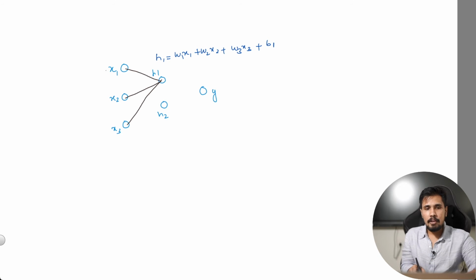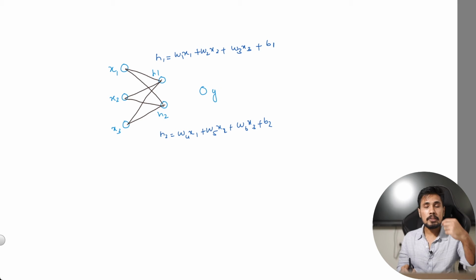Again, the information needs to flood from the input to this hidden node. So in order to send the information from the input to hidden node 2, the equation at h2 is equal to w4 x1 plus w5 x2 plus w6 x3 plus bias 2. So the same input parameters, but the weights are changing. Again, the weights get updated with the help of our gradient descent optimizer.